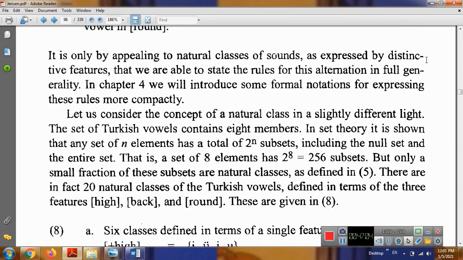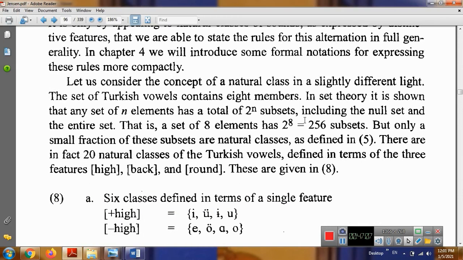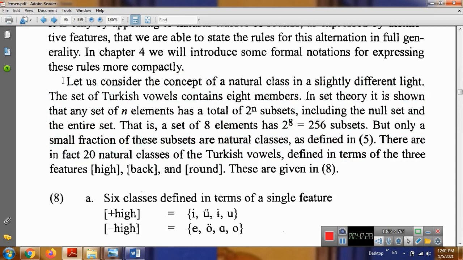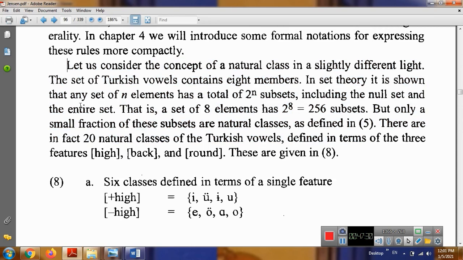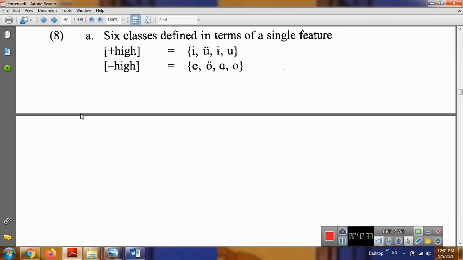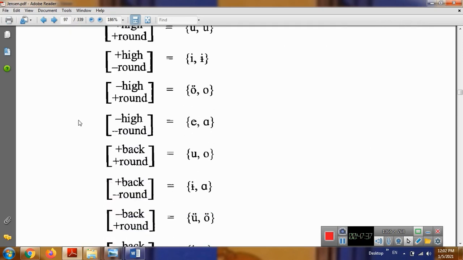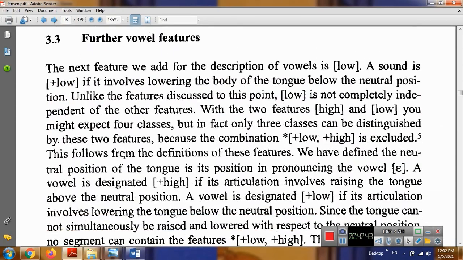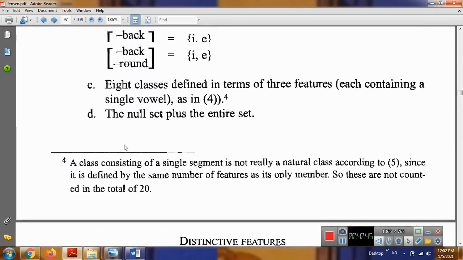Okay, in chapter 4 we will introduce some formal notation for expressing these rules more compactly. Let us consider the concept of natural class in a slightly different light. Okay, I want to explain this matter in your next session, because I think, okay, let me explain it. I don't want it to be hard for you. Okay, I explain it in this session.